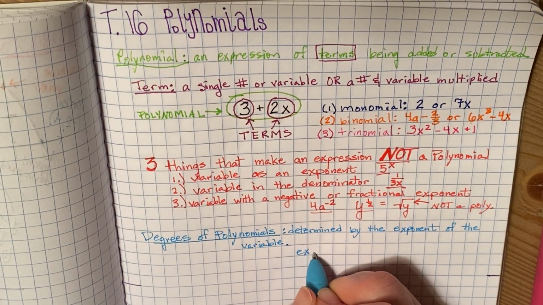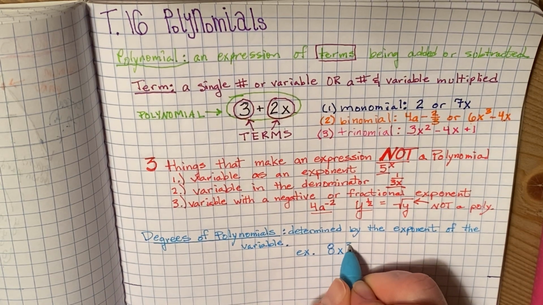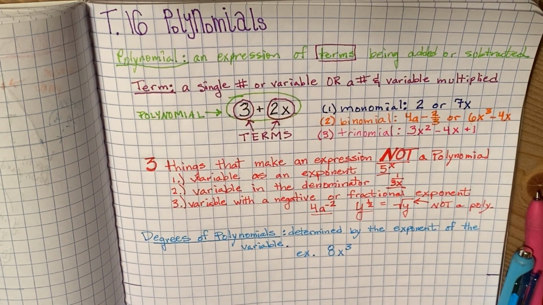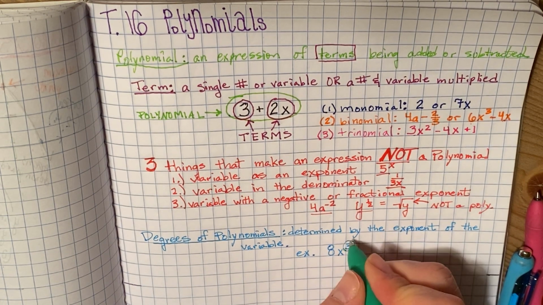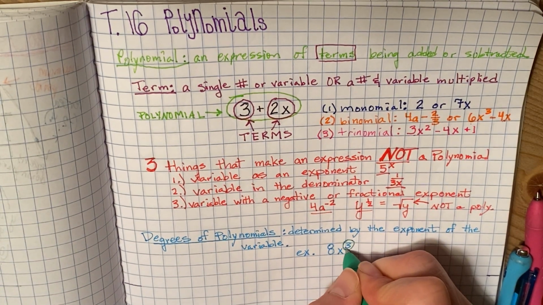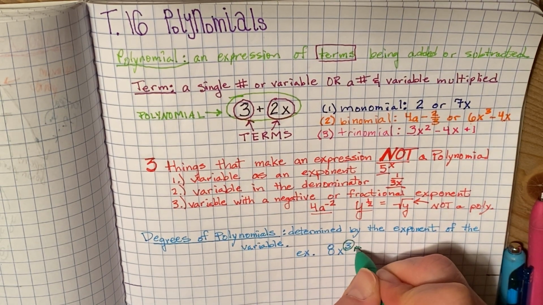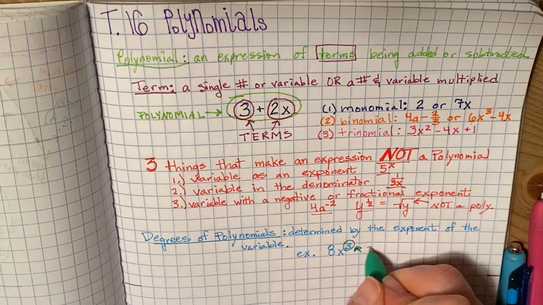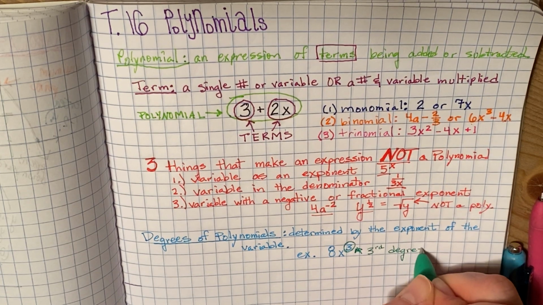For example, if we had 8x cubed, all right, 8x cubed, well, the degree, the exponent of the variable is a 3. Let's get that green working. Okay, so this 3, that 3 right there, this makes it a 3rd degree polynomial.